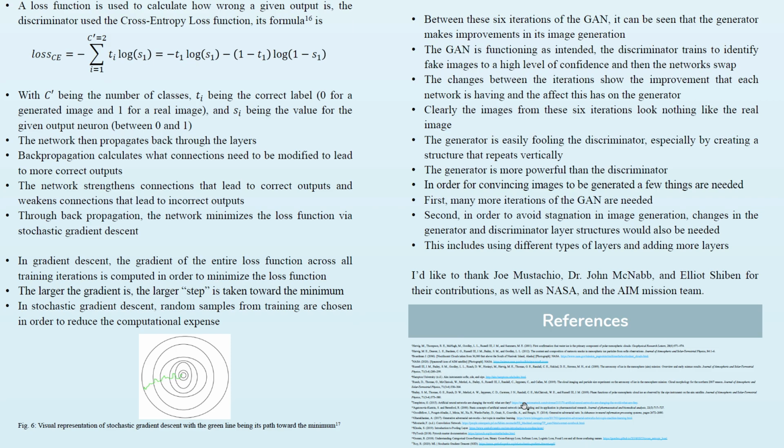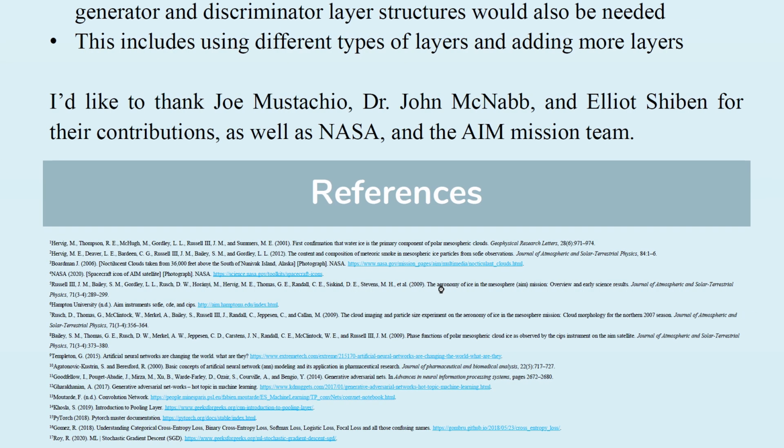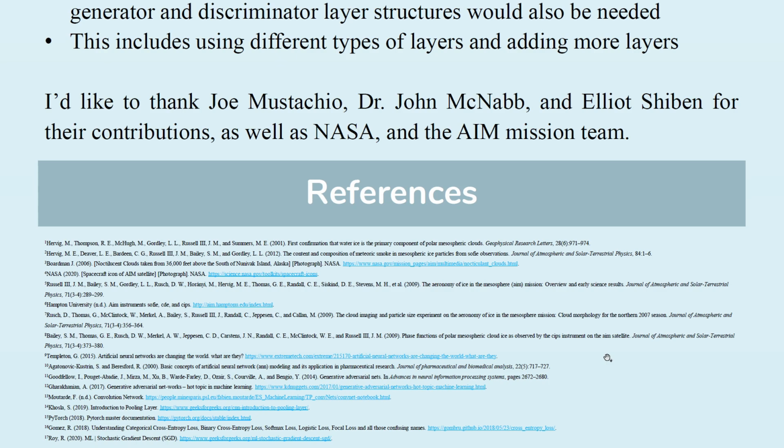So if you're interested in reading some more about these things, I recommend some of these sources. These are really good sources. A lot of these are about polar mesospheric clouds as well as AIM, the satellite. Some of these are images as well, and some of these are about neural networks.